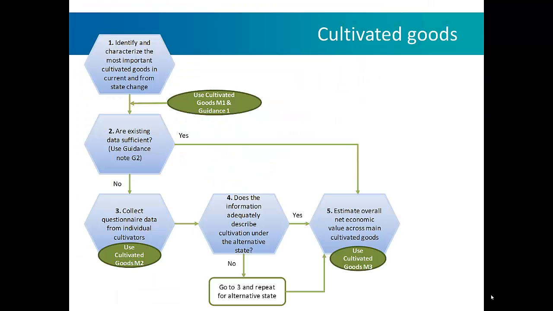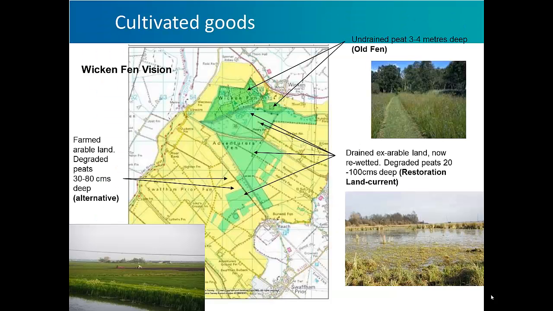Cultivated goods is a very similar flowchart because it uses very similar methods, through collecting information from key informants or through a household survey, perhaps with people you know are farming, for example. I will just show one example from the UK here, from an area very close to Cambridge called Wicken Fen.